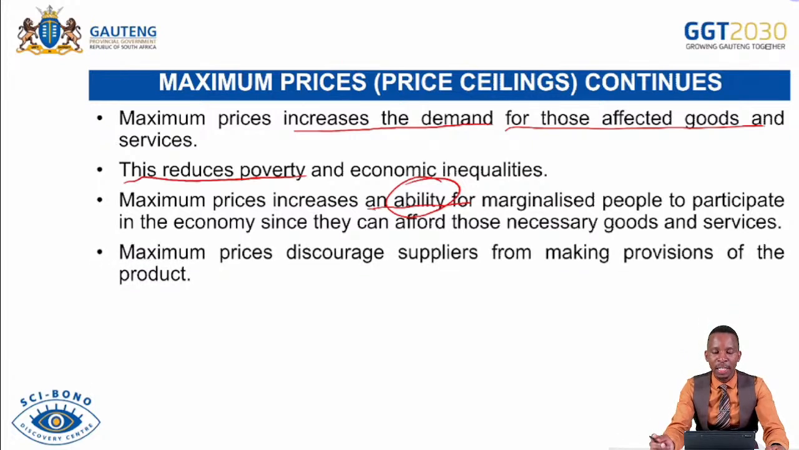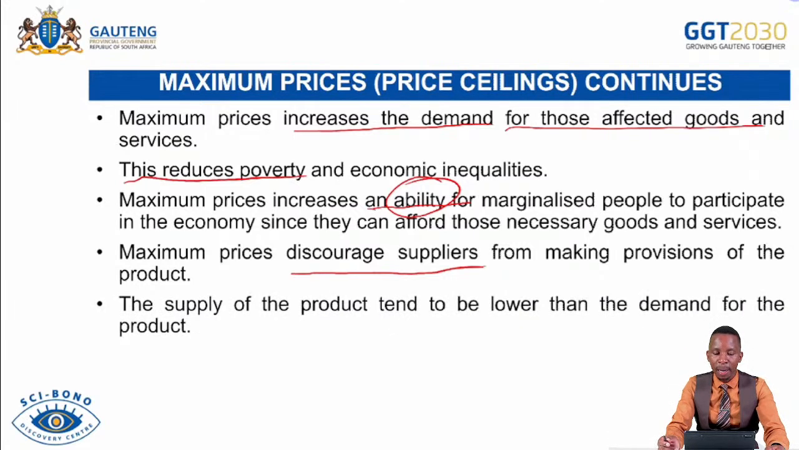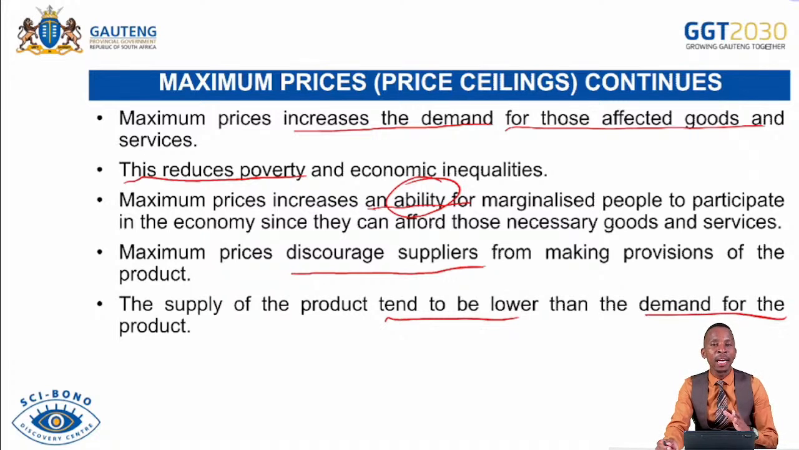So the maximum price discourages suppliers from providing this particular product because they don't find any good incentive whenever they sell below the market price, since prices are determined through the intersection of demand and supply. The supply of the product tends to be lower than the demand for the product. So there will be an undersupply of the product along the supply curve, while the demand for the product will be very high because people will be able to afford it.